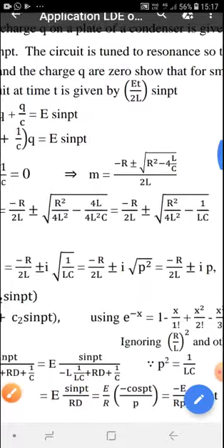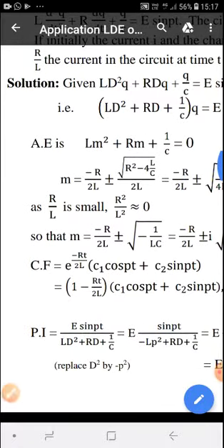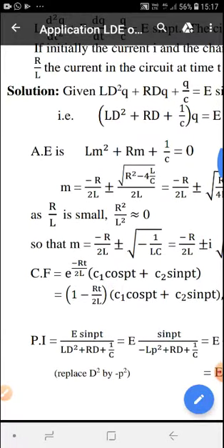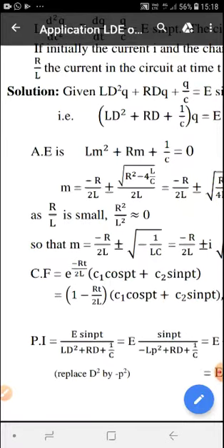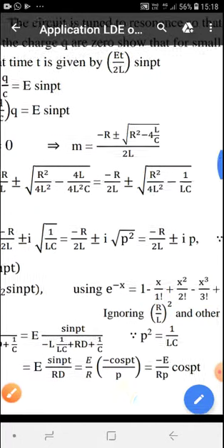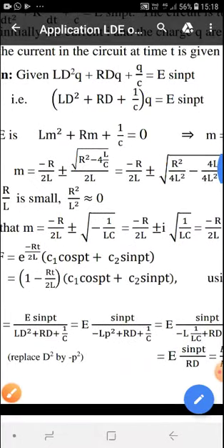So roots are complex, so the complementary function will be equal to e power minus Rt divided by 2L into C1 cos pt plus C2 sin pt. Now that e power minus Rt by 2L, if we treat it like e power minus x, then you have the Maclaurin's series for e power minus x: 1 minus x by 1 factorial plus x square by 2 factorial minus x cube by 3 factorial plus etc. In place of x, you can write minus Rt by 2L.